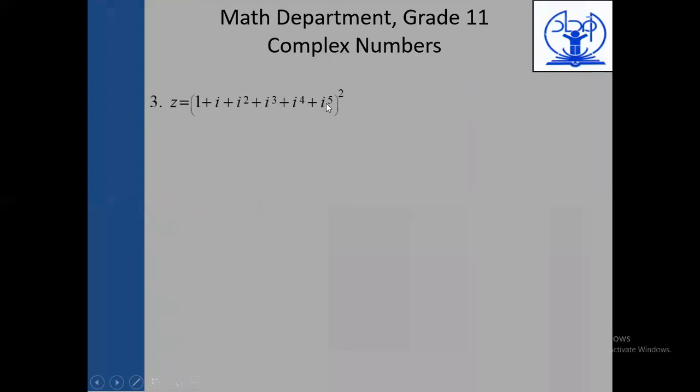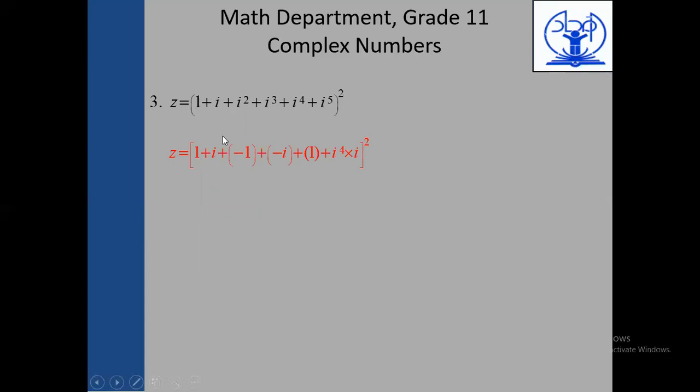Last one, expand this one. Is it better here to write this bracket multiplied by itself and start expanding, or is it better to simplify what is inside the bracket rather than trying to utilize the exponent? For sure, here it's much better to start simplifying the expression which is inside the brackets.